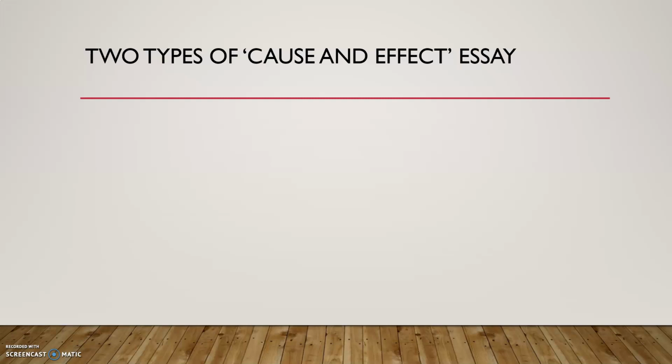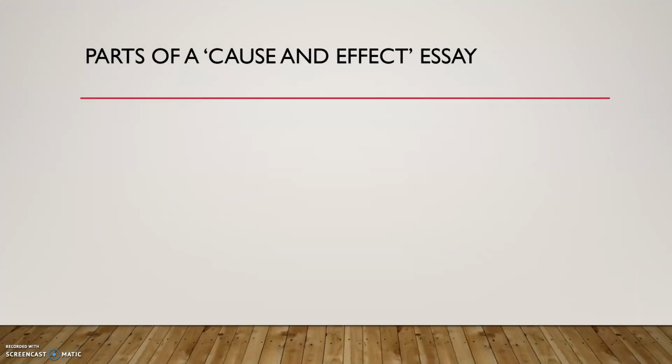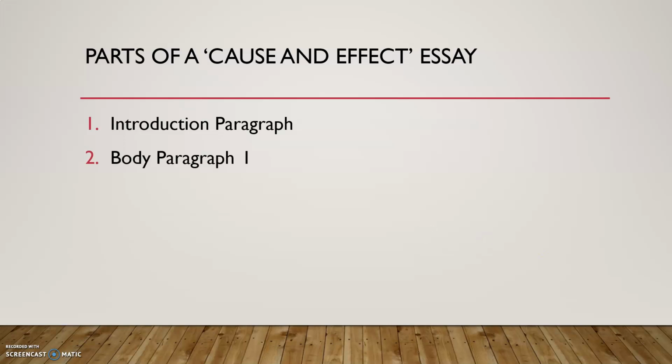So there are basically two types of cause and effect essays. We can write an essay that focuses on causes, and we can write an essay that focuses on effects. So the parts of a cause and effect essay are, we start with an introduction paragraph, a body paragraph 1, body paragraph 2, and a conclusion paragraph. So this is the basic cause and effect essay.